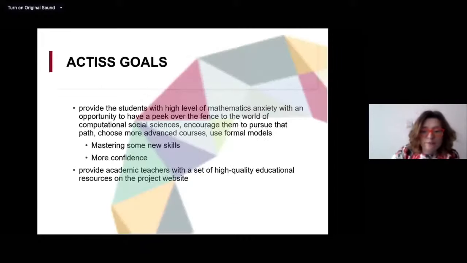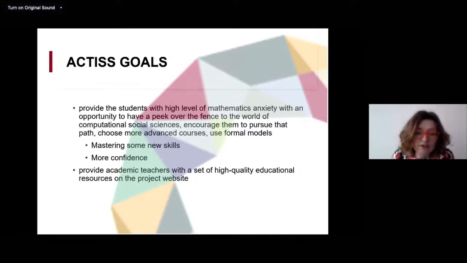In this program, we have two goals. First, we want to provide the students with a high level of mathematics and statistics anxiety with an opportunity to look into the world of computational social sciences. And we hope that they can get two things out of this. One, they will master some new skills, but more importantly, they will gain more confidence so that they can pursue this type of education later on.